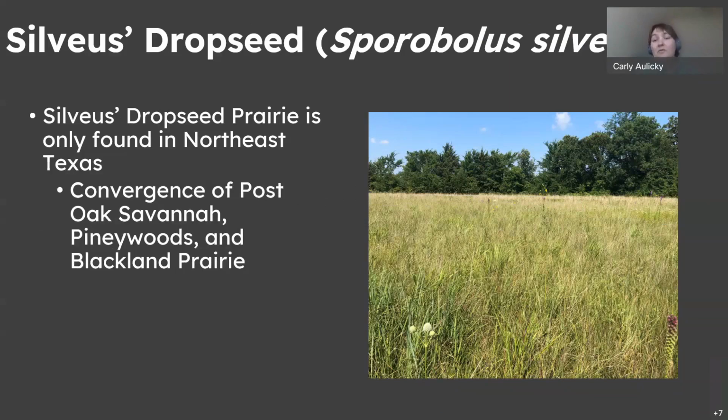And where Sylvius dropseed prairie occurs in Northeast Texas is also really interesting to me because it's the convergence of 3 ecoregions. So you get this overlap of soil and overlap of vegetation type to produce this really unique community. And that's where the post oak savanna, the piney woods, and the Blackland Prairie all happen to meet. They're very cool, very unique, and again, only found in Texas. This should be a point of Texas pride. This is something that we have that none of the rest of the world has. And they're absolutely gorgeous.